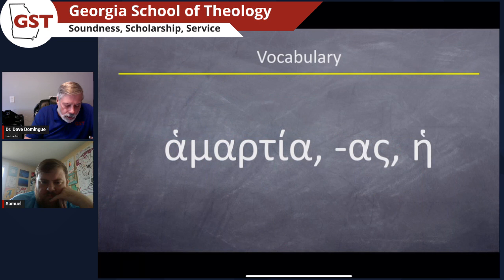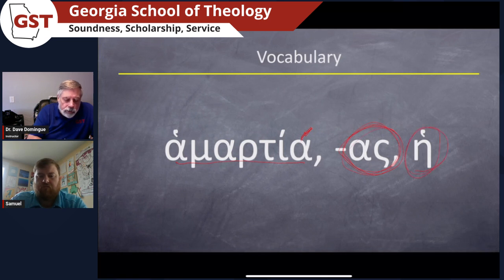All right, so real quick, vocabulary, I'm just going to read them. And here we have harmatia, right? This is a first declension. And notice here's the genitive form of it. And notice you have the article here. Hey, that tells me it's feminine. It is a first declension. It really helps to identify it. Harmatia, sin, right? Feminine word.